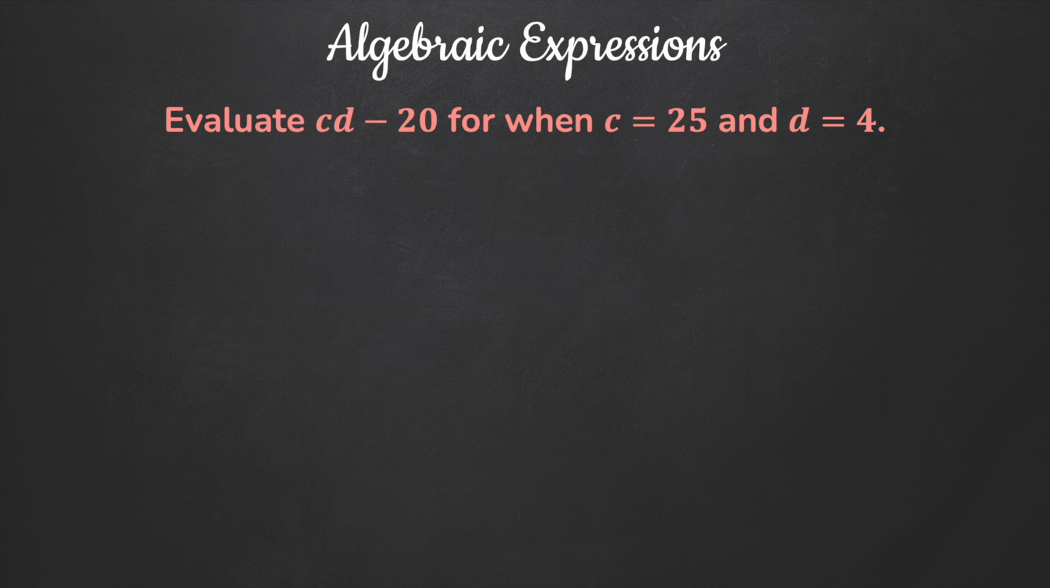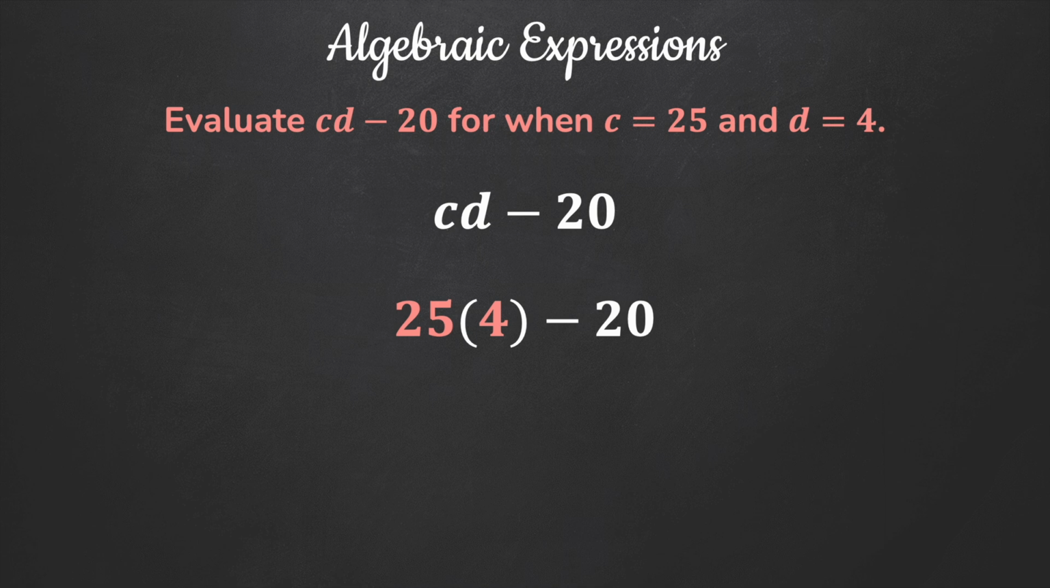Here we have another example that says evaluate CD minus 20 for when C is equal to 25 and D is equal to 4. In our expression, we have multiplication between C and D, and then we have subtraction. The first thing we want to do is substitute our variables for their known values. So we're going to substitute C for 25 and D for 4. So now we have 25 times 4 minus 20. And according to order of operations, we're going to multiply before we subtract. So 25 times 4 is equal to 100. And 100 minus 20 is equal to 80.